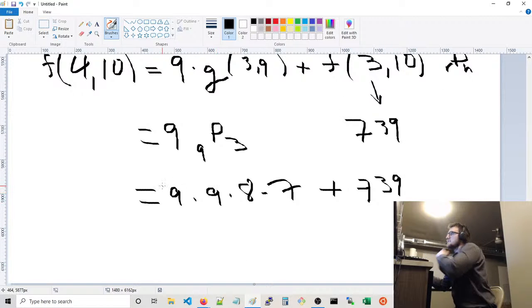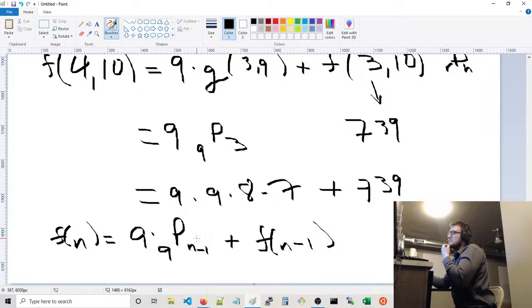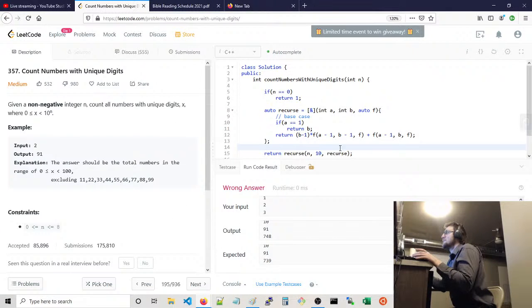I think that's it. So this actually really is, you could say f of n, you could drop the 10, you could say it's 9 times 9 permute n minus 1 plus f of n minus 1. I think that's what you end up with, pretty much as you described. Yeah, I agree with you on that.